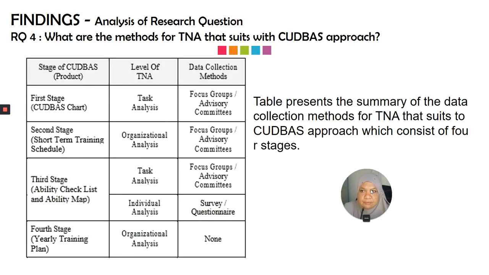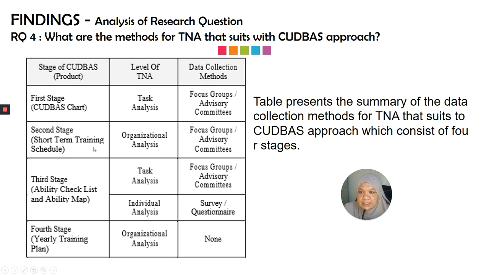Okay, for research question 4, what are the methods for TNA that suit with Cudbas approach? This is the summary table for the mapping stage in Cudbas, level of TNA and data collection method. In the first stage of Cudbas, they will produce one Cudbas chart. This is for the task analysis in TNA level. So, data collection, which is in application, is focus group, advisory, and committees.